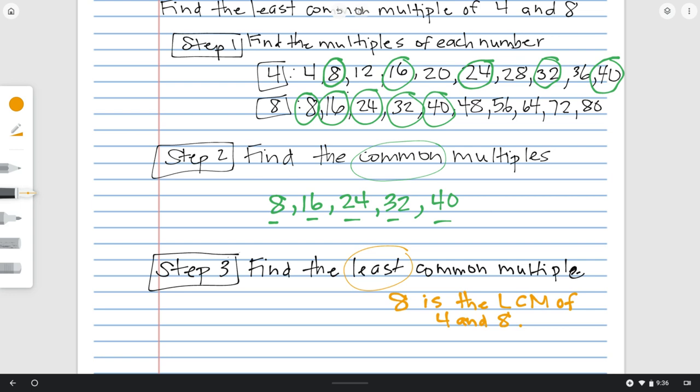So every time you do these problems, it's usually a 3-step problem, which even for Miss Johnson requires paper. I cannot do this in my head.